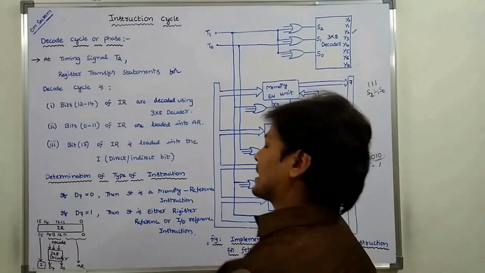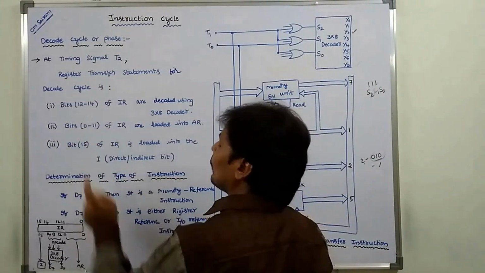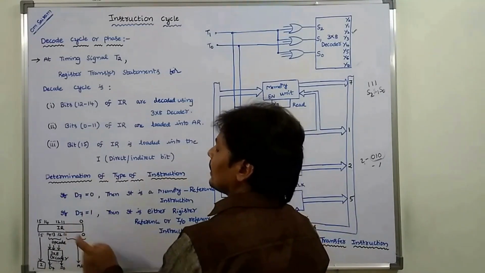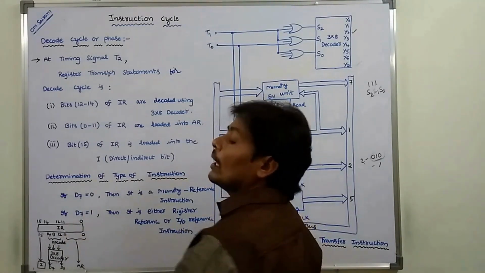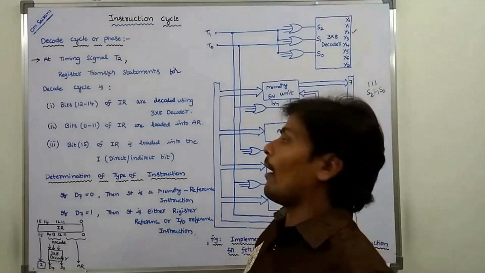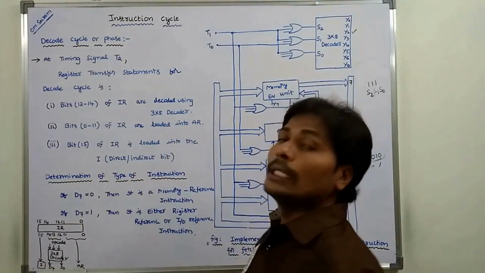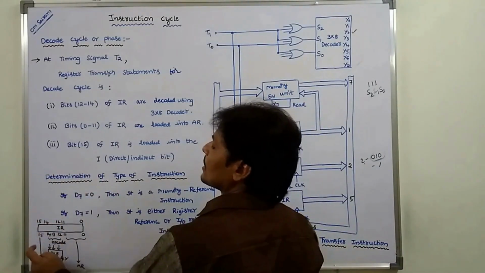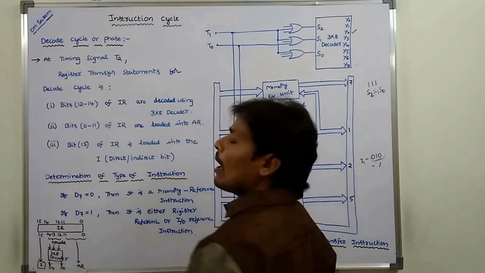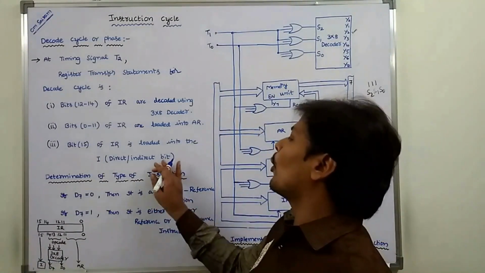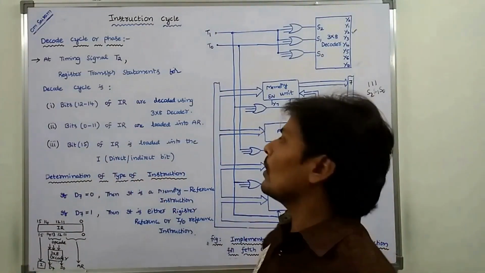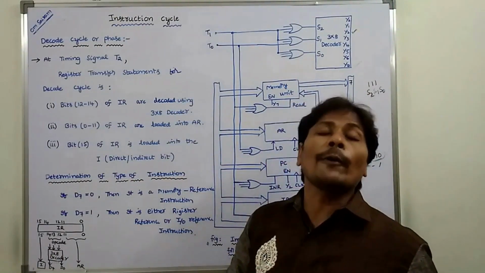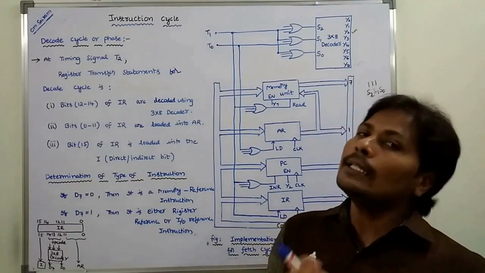Next, second step, bits 0 to 11 of the IR register are transferred to the address register AR. Next, third operation, bit 15 of the IR register is loaded into the direct or indirect mode bit, capital I. Okay, these three operations can be done in the decode phase at timing signal T2.